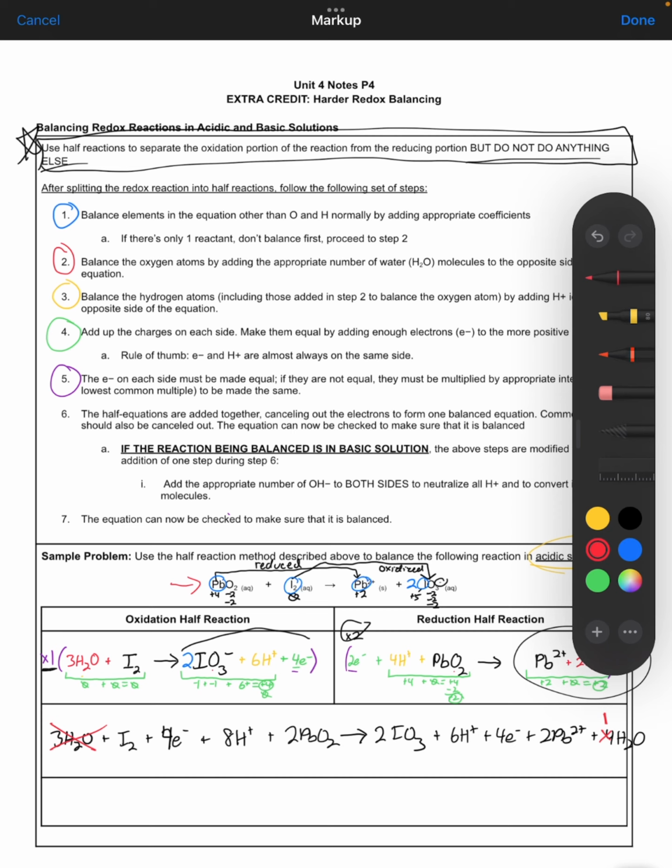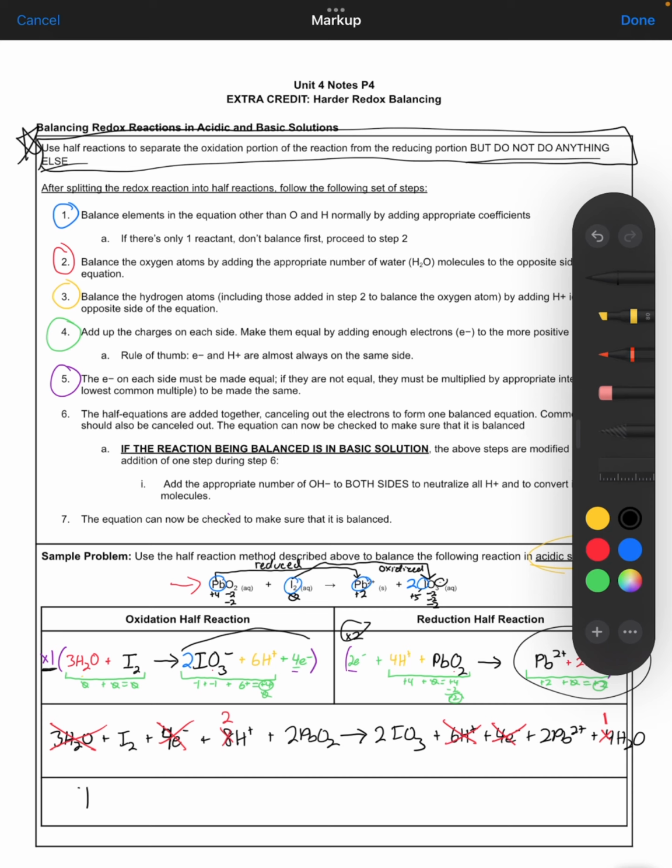I see that there are 4 electrons on the left and 4 electrons on the right, so I can cancel those out. I see that there are 8 H pluses on the left and 6 on the right, so I am going to cross out the ones on the right entirely and reduce the coefficient of the one on the left to a 2 because I am canceling out those common terms. Everything else is going to get rewritten.